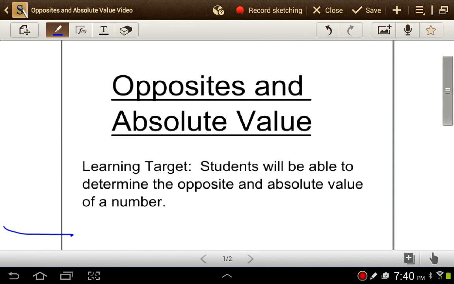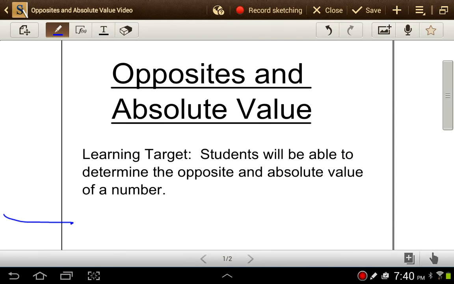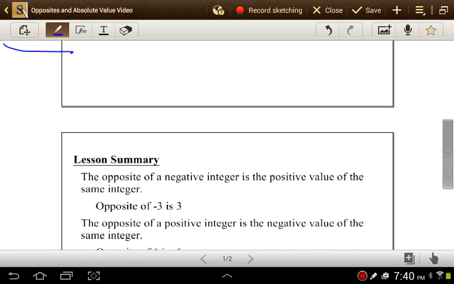Our learning target for today is students will be able to determine the opposite and absolute value of a number. Okay, let's go over our lesson summary here.